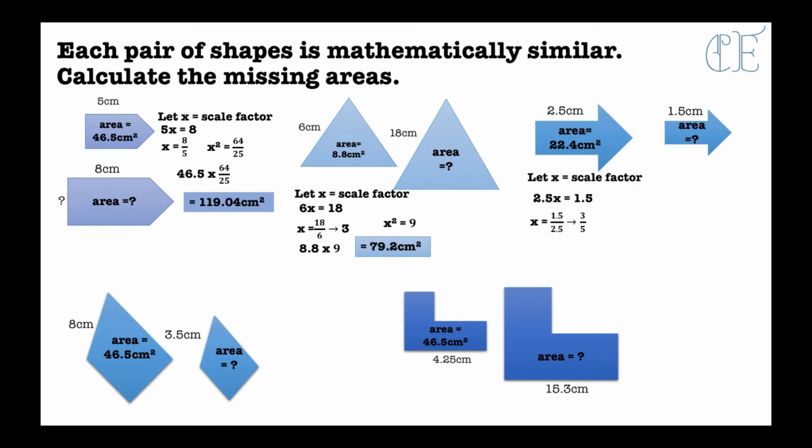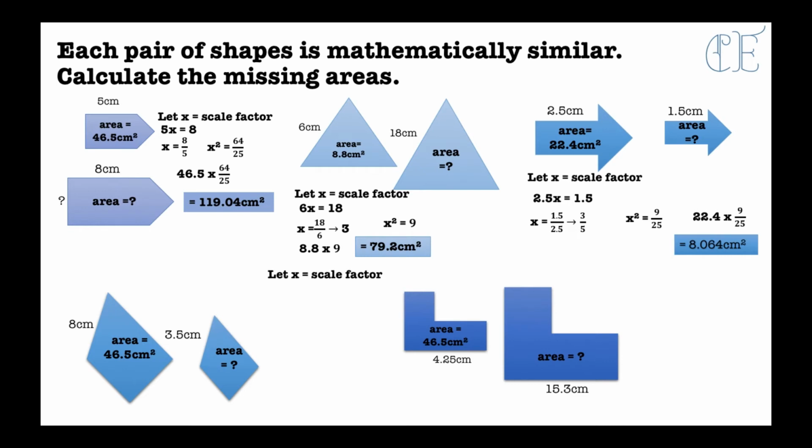2.5x equals 1.5, which means x would equal 3 over 5. So we can divide by 2.5 first, and then we just times by 2 to give us a nice fraction. 3 over 5 squared is 9 over 25. 9 over 25 times 22.4 gives us an area of 8.064 centimetres squared.